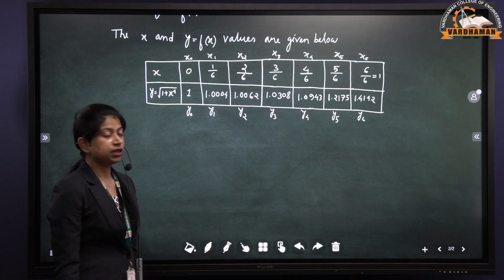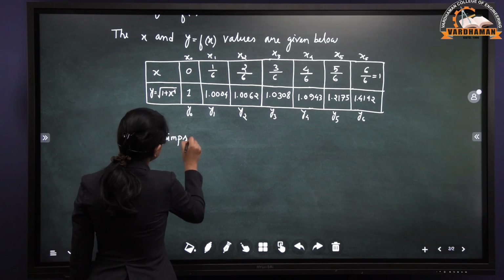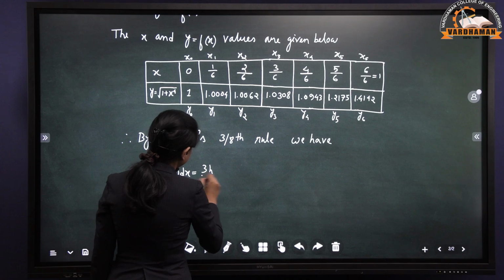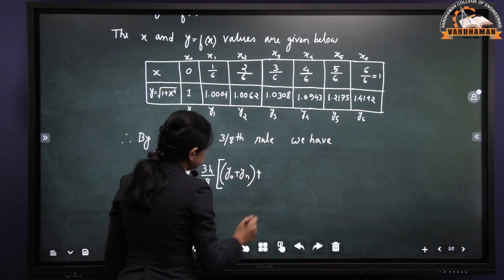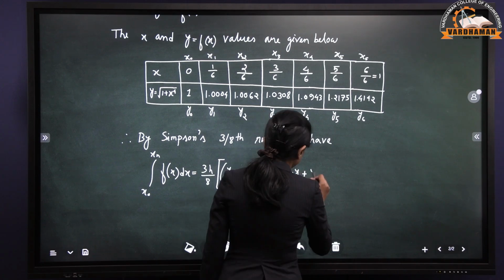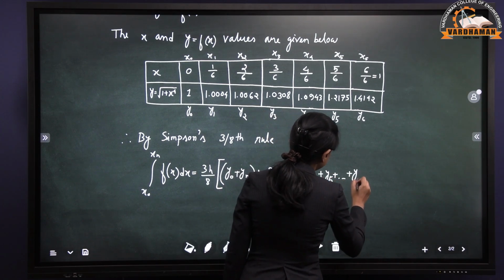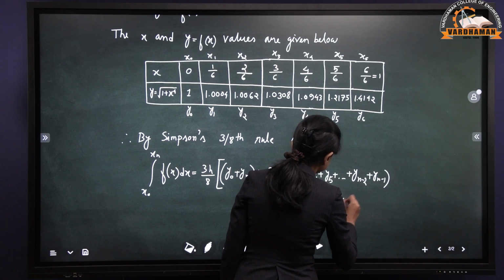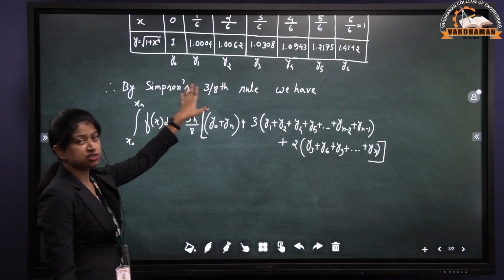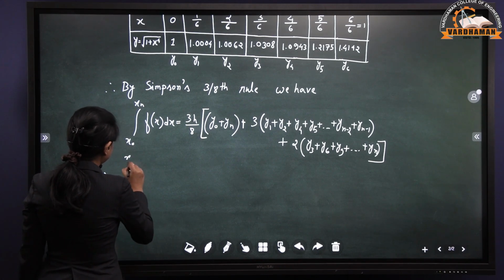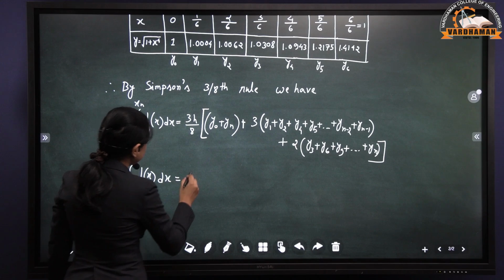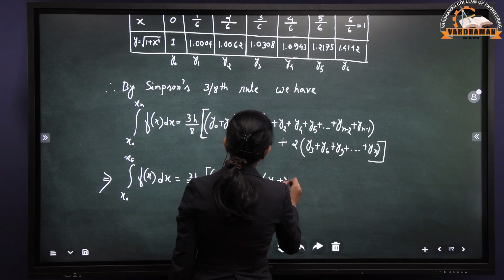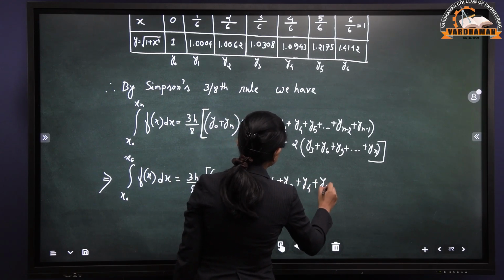Let us substitute these values in Simpson's 3/8 rule. Therefore, by Simpson's 3/8 rule, we have integration x0 to xn f of x dx is equal to 3h/8 first term plus last term plus 3 into y1 plus y2 plus y4 plus y5 plus so on yn minus 2 yn minus 1 plus 2 into multiples of 3 y3 plus y6 plus y9 plus so on yn. As we have n equal to 6 here, therefore x0 to x6 f of x dx is equal to 3h/8 y0 plus y6 plus 3 into y1 plus y2 plus y4 plus y5 plus 2 into y3.